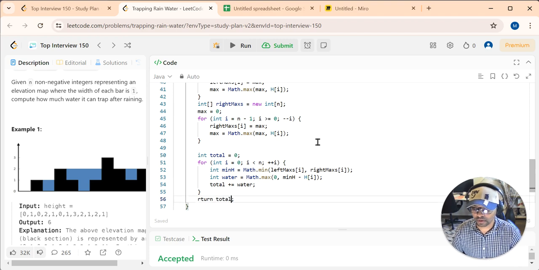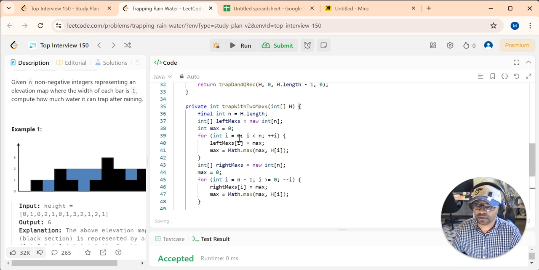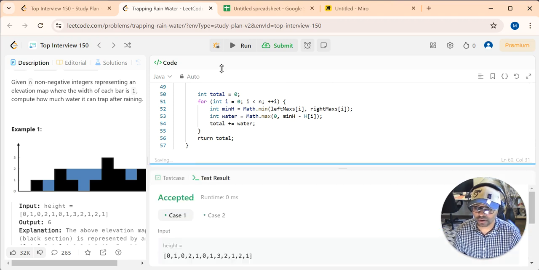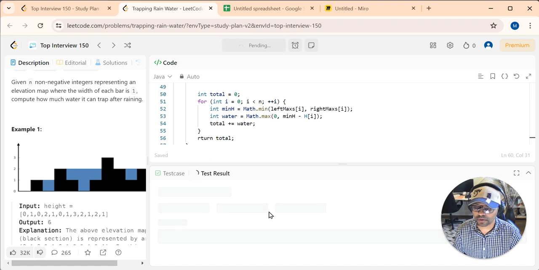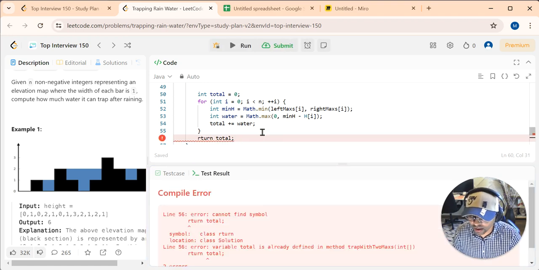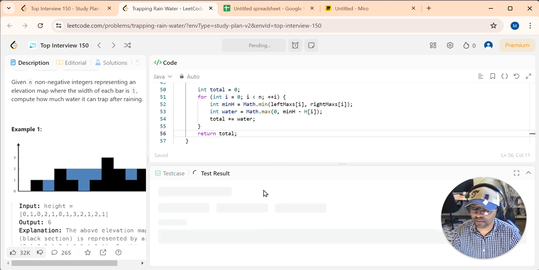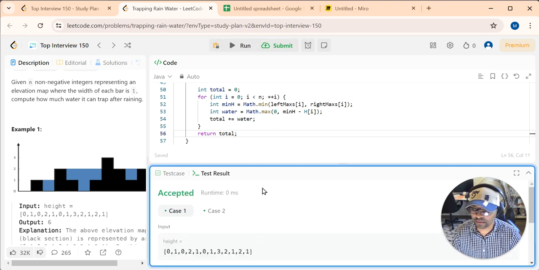I mean, this is way easier to prove correctness of than our previous approach. Okay, so let's run this, see what happens. Probably some compile errors as usual. When I write so much code without an IDE, it's really hard. Okay, cool. So that was only one compile error. That's good. Let's try to submit this.